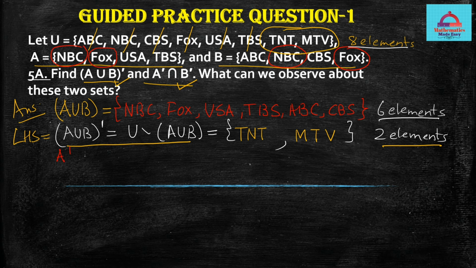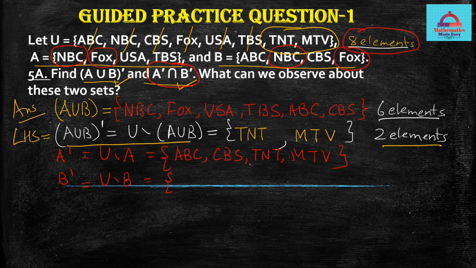So let's now calculate A complement and B complement, so that in the next step I would just do the intersection to get this set. By definition you are going to be doing the set subtraction to reach these 2 answers. So from the universal set of 8 elements, I'm removing the 4 elements. So I will be left with 4. Let's see which 4 will be left. NBC is gone. ABC is left. And then CBS is also left. Fox is gone. USA is gone. TBS is gone. So TNT and MTV. This is my A complement.